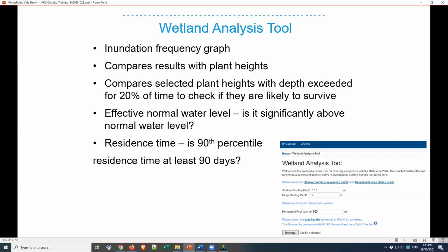But looking ahead, what we envisage is in the future, we'll have this second level of checking that you can do on your wetlands to make sure that the water level patterns are suitable for the plants and they're not too wet or too dry.